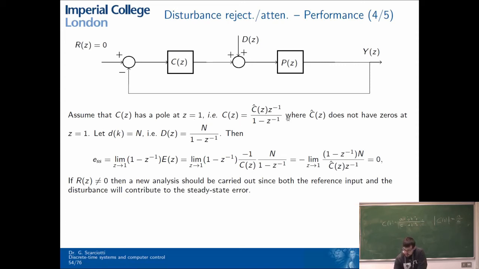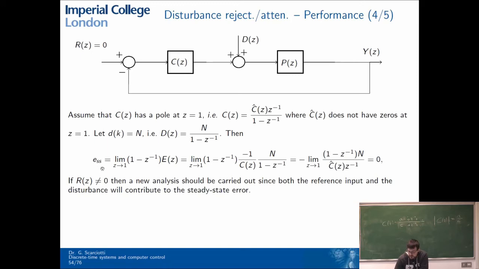So we have c of z that can be written in this way, in which c of z does not have any zeros. Then we consider a disturbance that is constant. So we consider a constant disturbance where the constant is equal to n. The z transform of this signal is given here. Now what we compute is the steady state error, okay? And we see what happens.